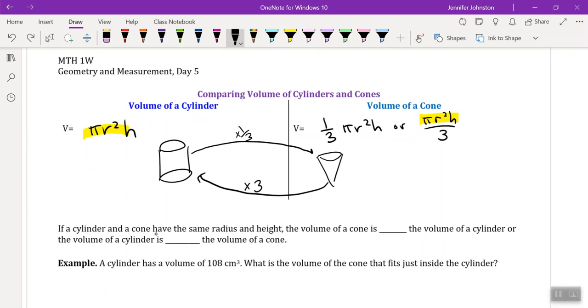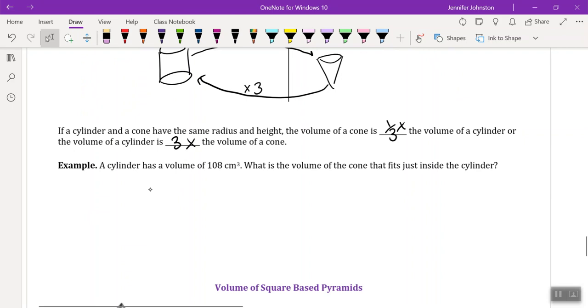So if a cylinder and a cone have the same radius and height, the volume of the cone is 3 times the volume of a cylinder, or the volume of the cylinder is 1/3 the volume, did I mess that up, of a cone. Sorry, it should be the other way around. If the cylinder and cone have the same radius and height, the volume of a cone is 1/3 the volume of a cylinder, so you times it by 1/3, or the volume of a cylinder is 3 times the volume of a cone. That's it.